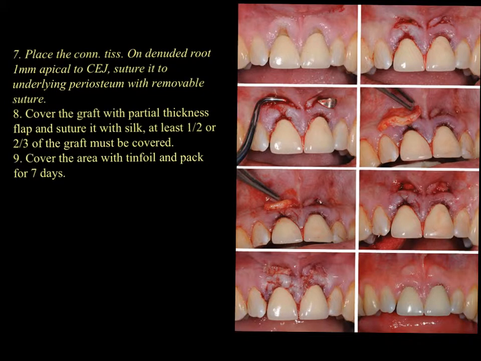So after placing the connective tissue on the denuded root, we should suture it to the underlying periosteum with a resorbable suture. Then, covering the graft with a partial thickness flap and suturing with silk. At least half or 2/3 of the graft must be covered. Then we cover the area with tin foil and pack for 7 days if necessary.